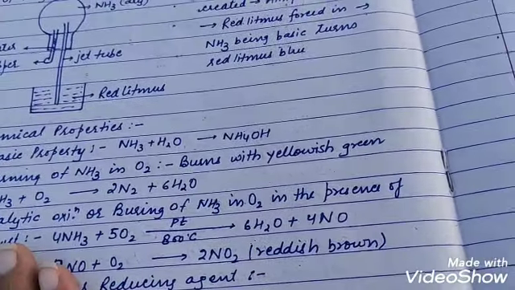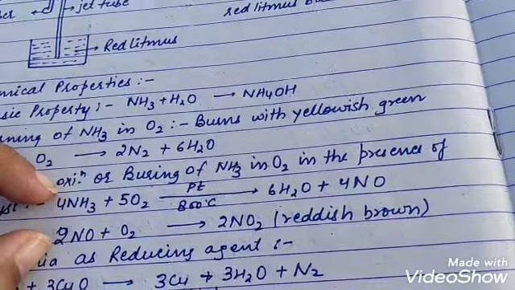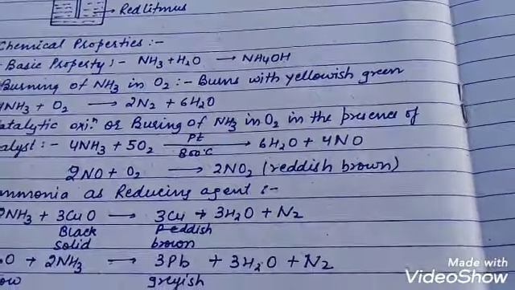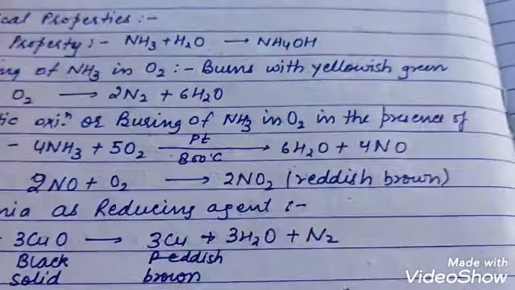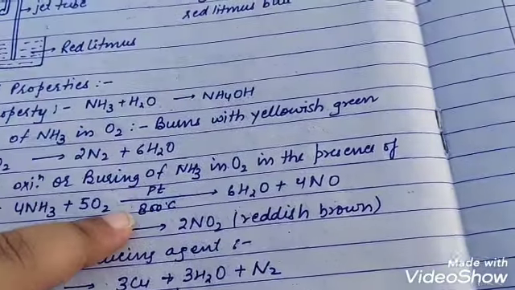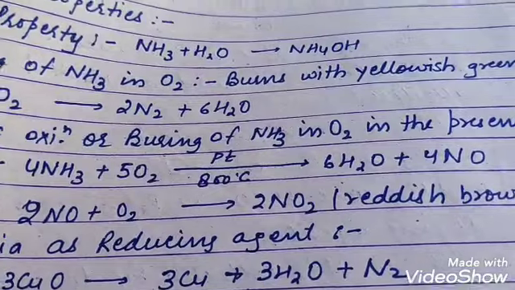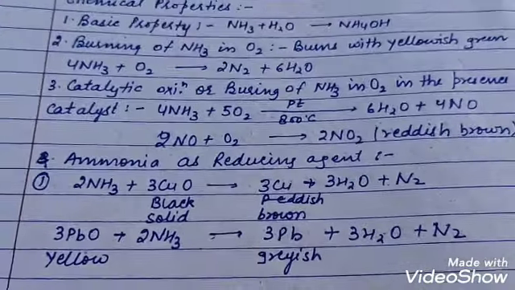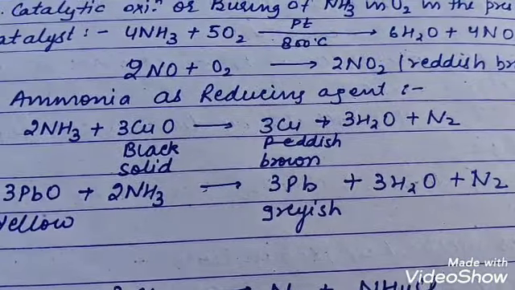So whenever catalytic oxidation of ammonia comes, you will have to write both the reactions. When an observation is asked, you will have to write both observations. What are they? It forms reddish brown gas, nitrogen dioxide, and platinum keeps on glowing even after heating is discontinued. Now the next chemical property of ammonia is acting as a reducing agent.